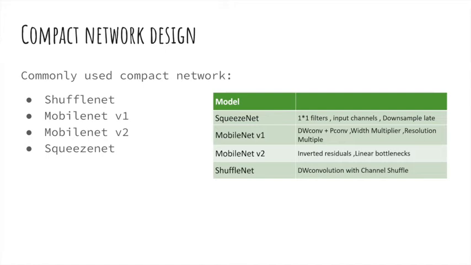And another front-end compression method is to use compact network design. We could use ShuffleNet, MobileNet v1, v2, SqueezeNet. We have introduced them in the previous videos. The SqueezeNet idea is to use 1x1 filters, reduce the number of input channels, and change the downsampling. MobileNet v1, its main idea is to use depthwise conv plus pointwise conv. MobileNet v2 uses the inverted residual blocks. ShuffleNet is similar to MobileNet v1. It uses depthwise conv, but instead of using pointwise conv, it uses channel shuffle to connect different channels' information.